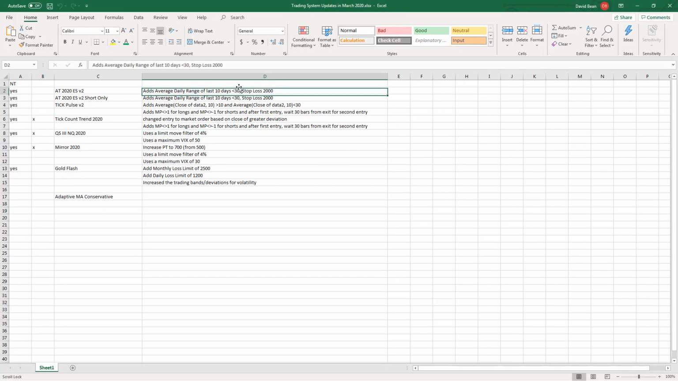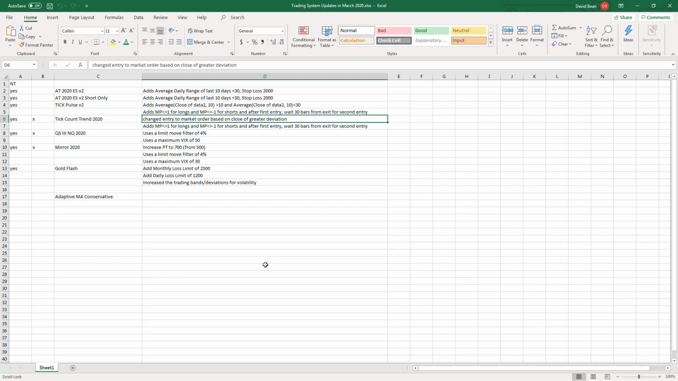But on average daily range for AT 2020, we're not going to trade if the average daily range of the last 10 days is greater than 30. And we set the stop loss to a fixed amount of 2,000 instead of a range-based stop loss. Same thing for short only, Tick Pulse version 2. We require the average daily range to be greater than 10 or less than 30. And we wait 30 bars between an exit and another entry.